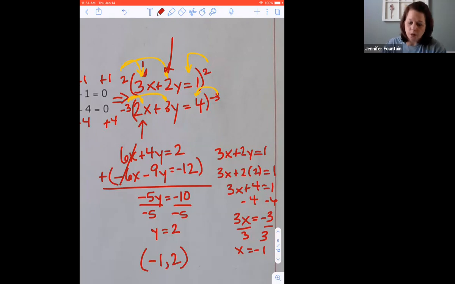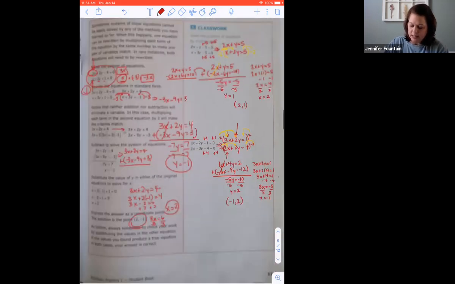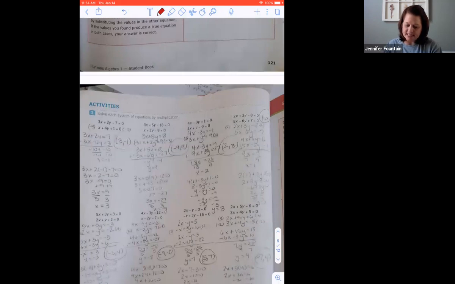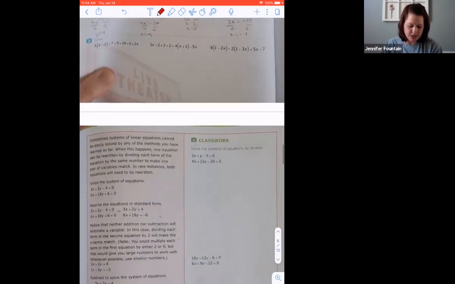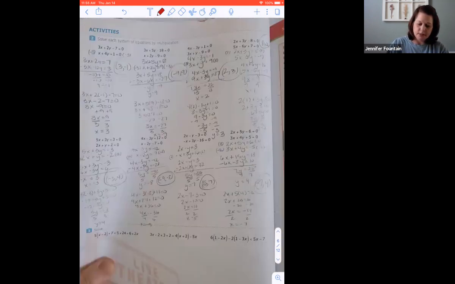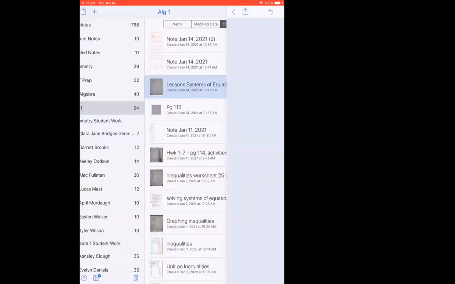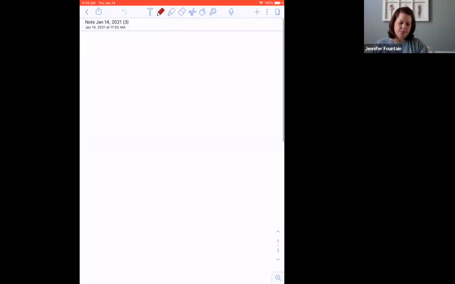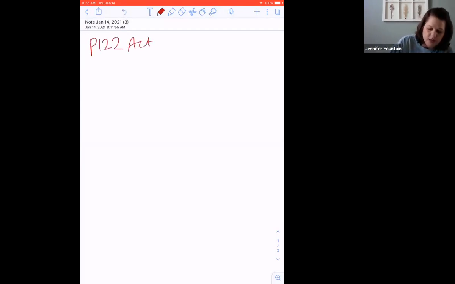So for your homework, we are going to be working on activities 2, page 122. So what I'm going to do, since I've already got that worked out, let me go ahead and give a new sheet of paper. And let's look at each of these and let's talk through what you're going to be able to do. So this is going to be on page 122, activities 2. And the directions say to solve each system of equations by multiplication.